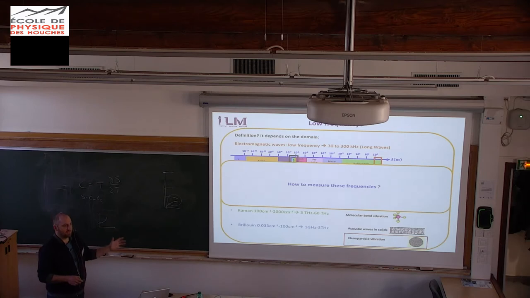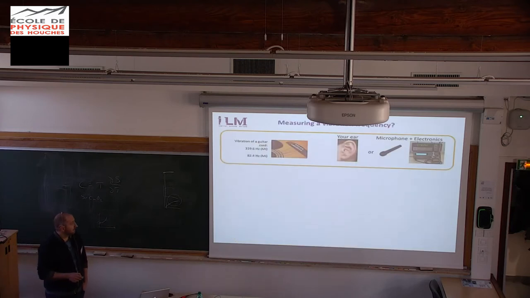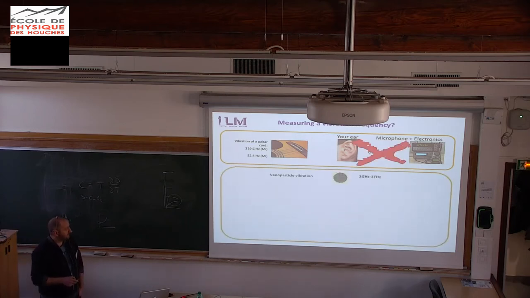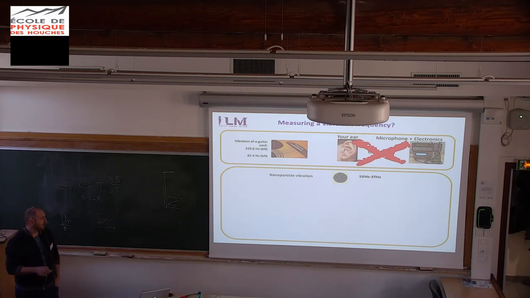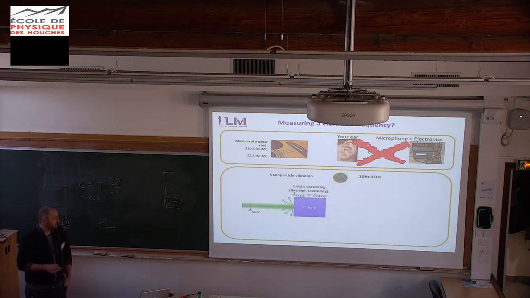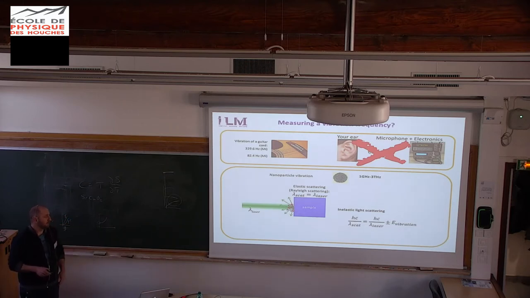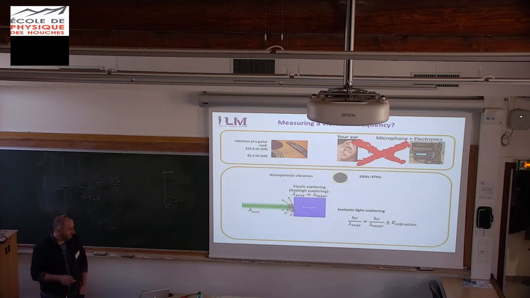But how to measure these frequencies with light? It's really low frequency, 1 gigahertz is quite low. So if you look at a guitar, you can use your ear, it's not my case, or you can use your microphone or electronics. But in the case of nanoparticles, it's really high frequency. In that case, for sound, we will use light. So when you shine the sample with light, you will have elastic scattering. You've already seen that before. And you also have part of the light which is inelastically scattered. And you can detect the loss or gain of energy due to the vibration inside the materials.